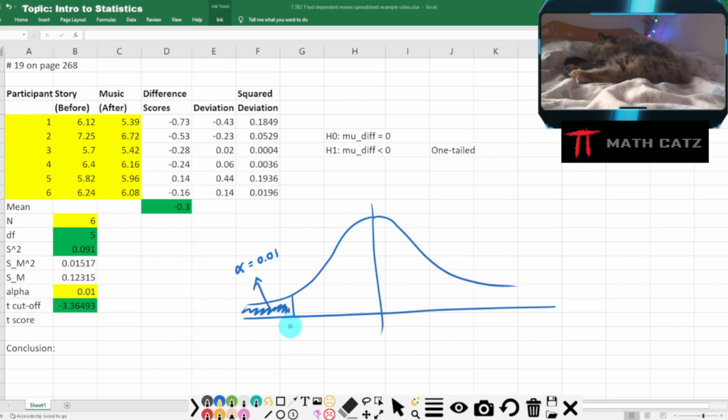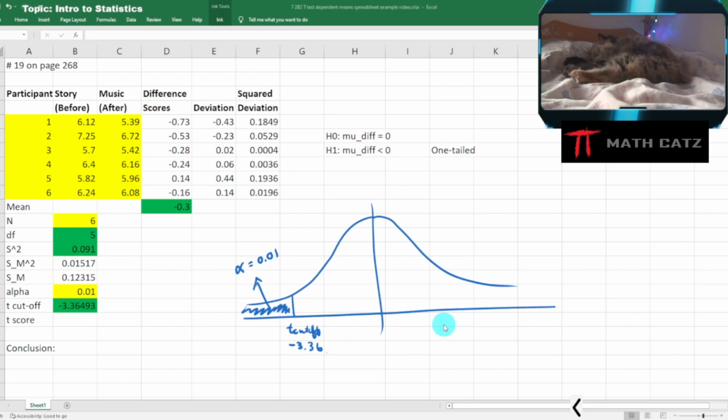t cutoff, negative 3. Oopsie. Erase. Negative 3.36. All right. That's our cutoff value that we're comparing against.